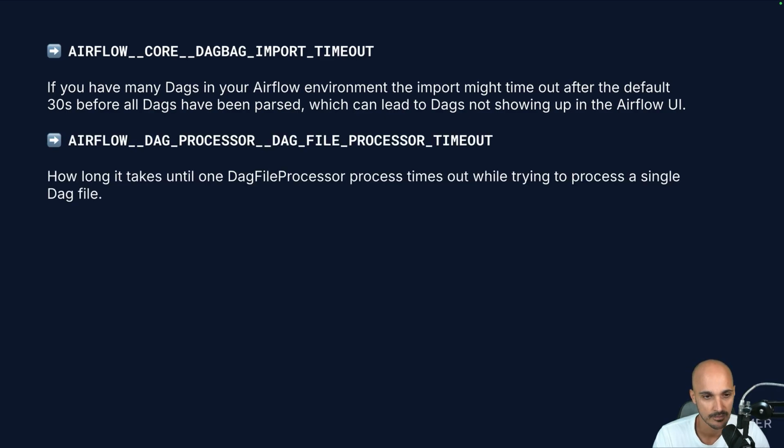This is very common. Then you have the DAG file processor timeout, which is how long it takes until one DAG file processor process times out while trying to process a single DAG file. Again, it's very common that you have to increase this value if you have very complex and/or dynamic DAGs, and so on.